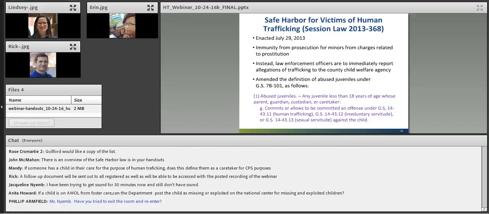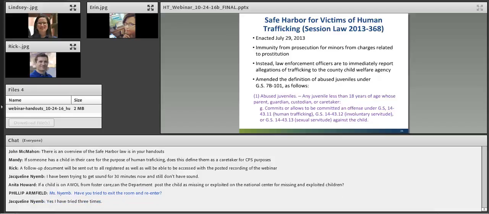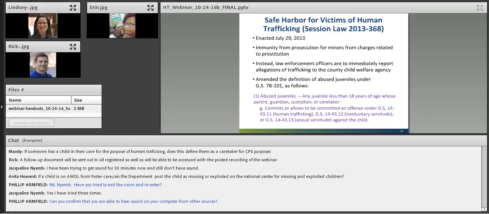As far as safe harbor in general, law enforcement, as it says here on the slide and Lindsey has mentioned, are now required to report allegations of trafficking of a child to you all, child welfare agencies in counties. This law amends the definition of abused juvenile under 7B-101 as follows. I just broke out where the human trafficking language was added to the definition. It's probably in some of our policy in certain areas, but you can also pull this up on the General Assembly's website.